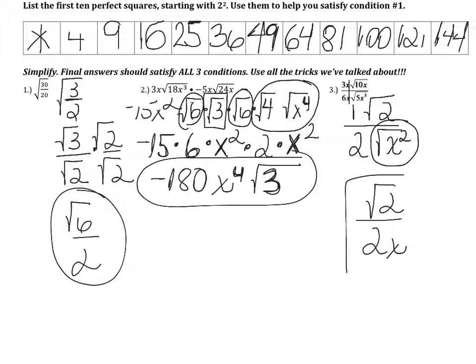So notice how easy that problem became if you just fully simplify your fraction and then pull out any perfect squares from your radical to start with. Then I didn't even have a radical in the denominator anymore at all.